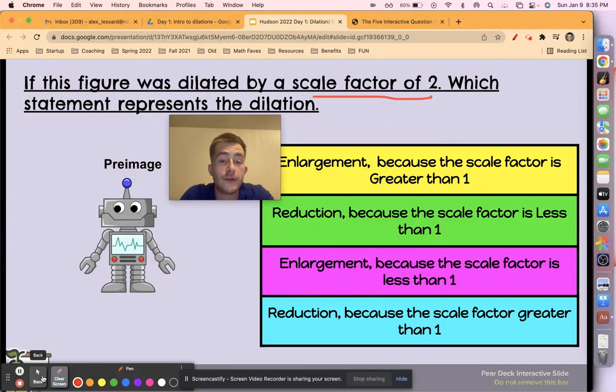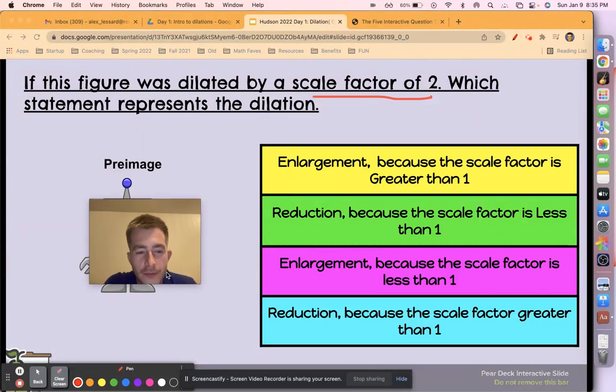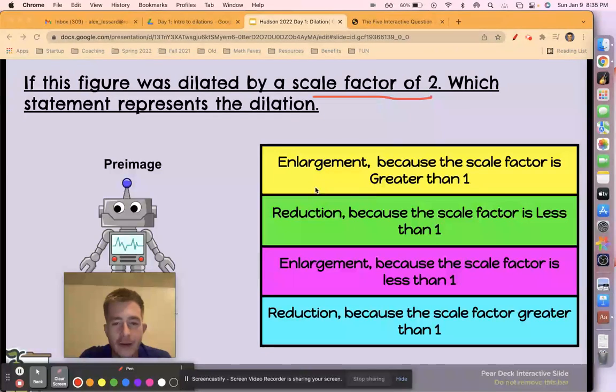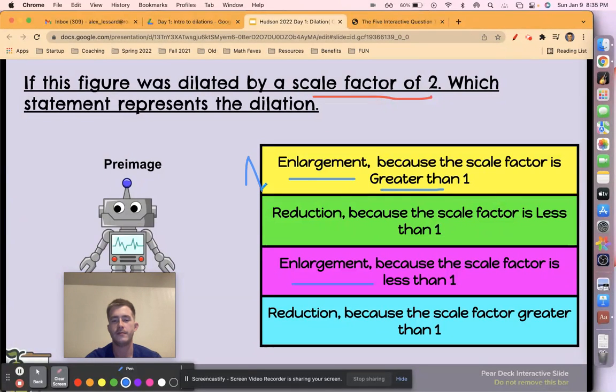All right, scale factor of 2, aka we're making this image twice as big. We're multiplying it by 2, which means that we are having an enlargement happening. Okay, so we're choosing between, let me switch my color up, either yellow or pink. Enlargement is when we multiply by something greater than 1. That means yellow is the correct answer.